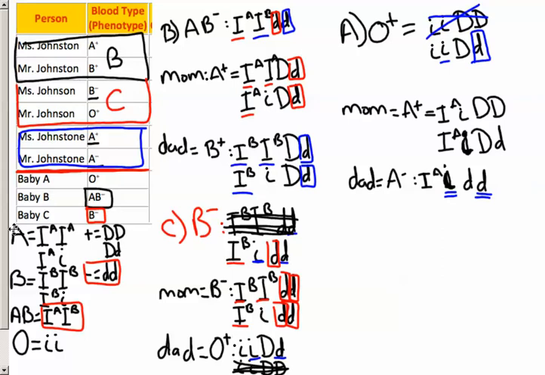Now, let's go back to the mom. She's going to give a little I to the baby and a big D. So the baby can get this I from mom, or this I from mom, and possibly this D, or this D. All right, guys, I hope that helped.